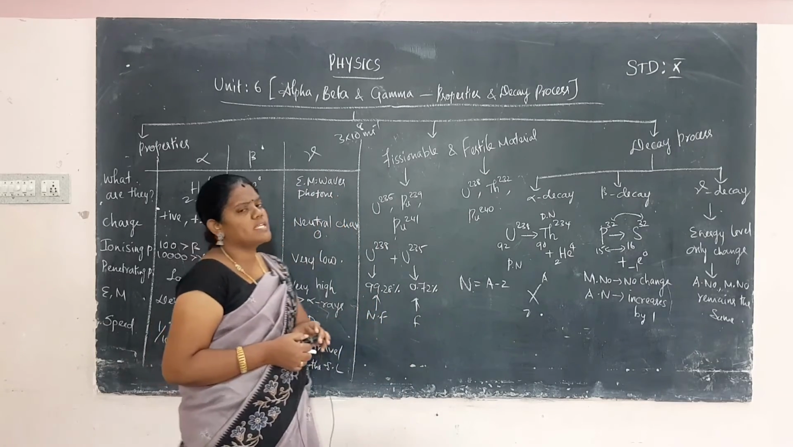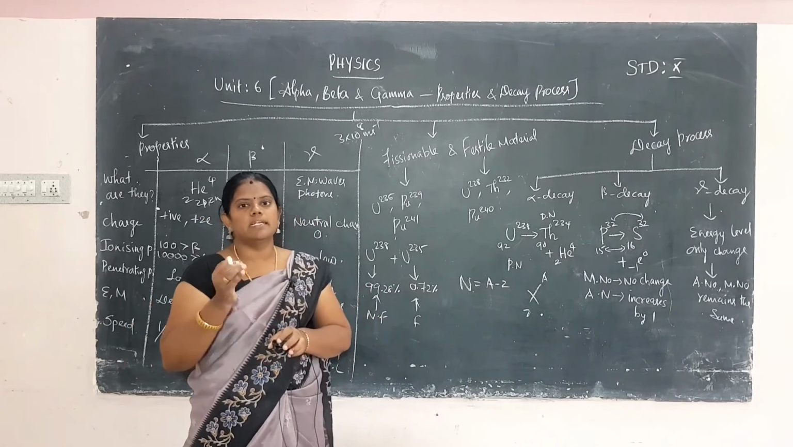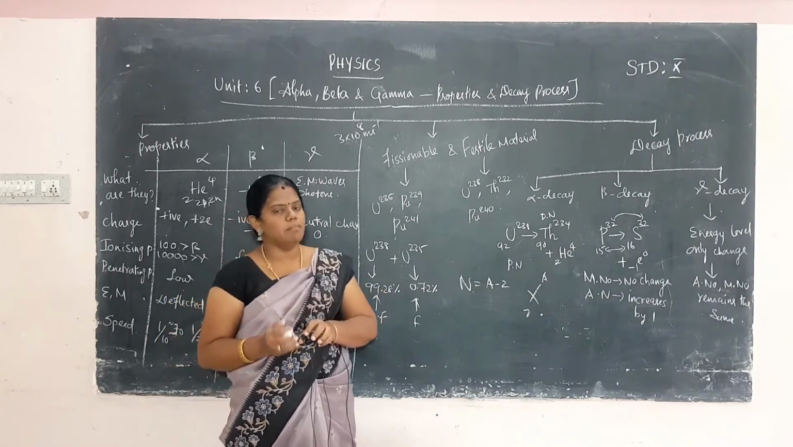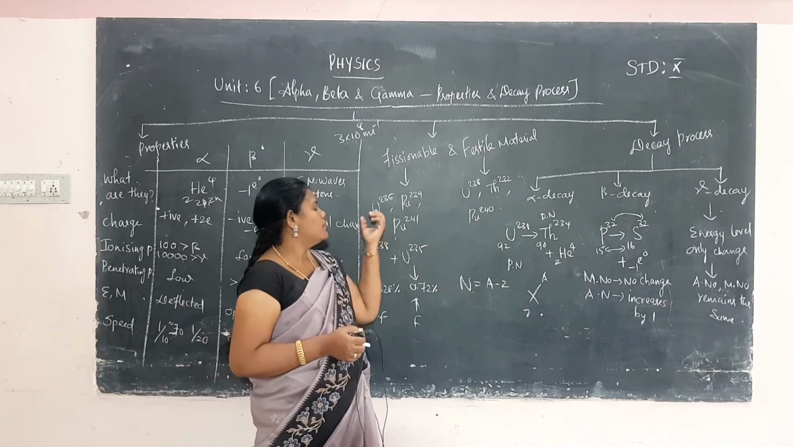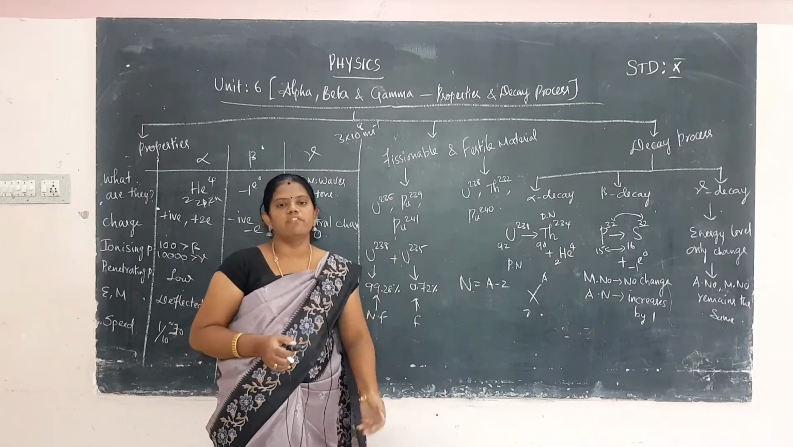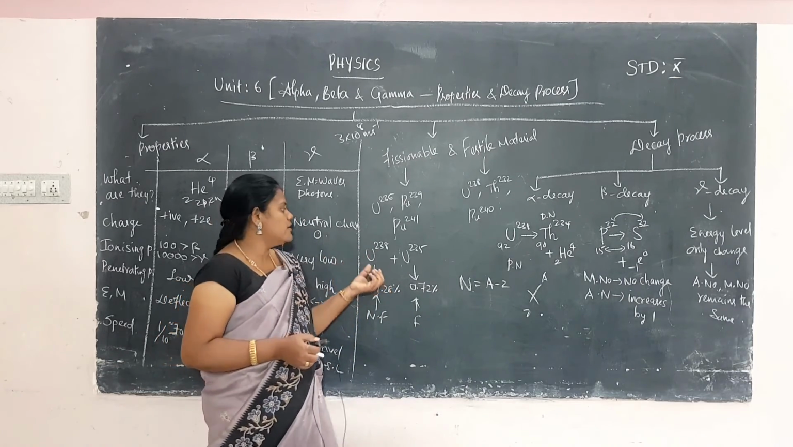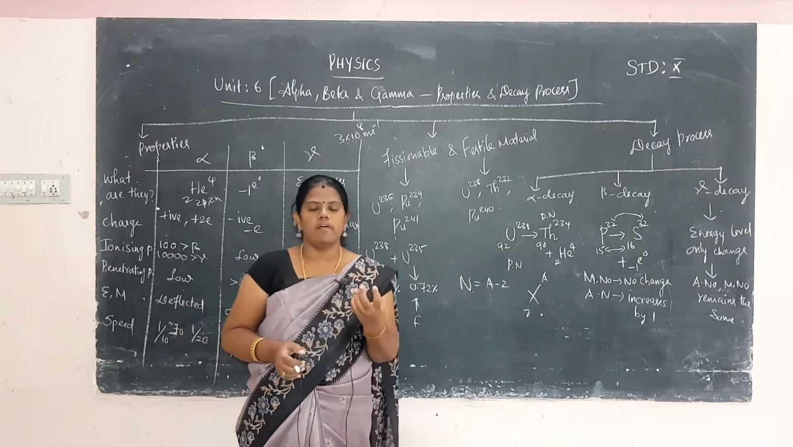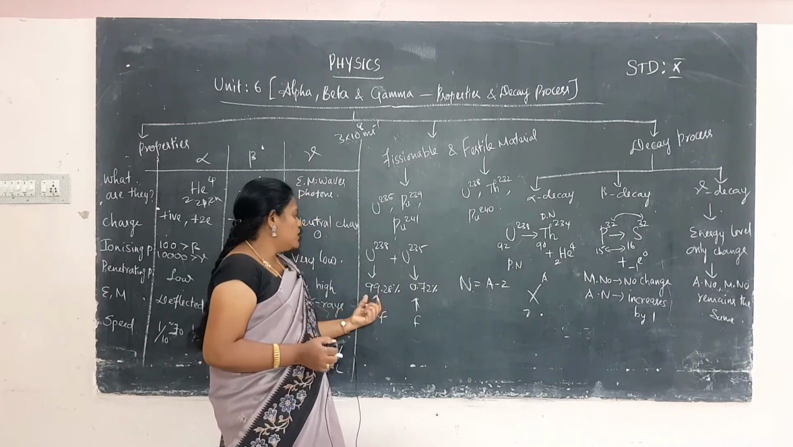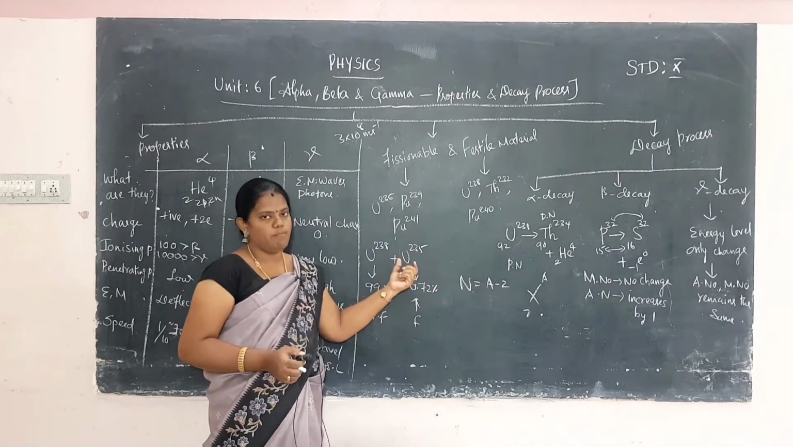Next is fissionable and fertile material. A radioactive element that is involved in the nuclear fission process is called fissionable material or fissile material. For example, uranium-235, plutonium-239 and plutonium-241 are all fissionable or fissile materials. Natural uranium contains uranium-238 and uranium-235, in a percentage ratio of 99.28% uranium-238 and 0.72% uranium-235.